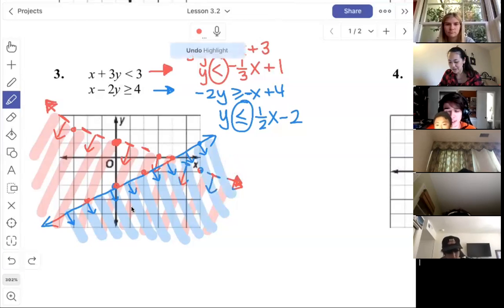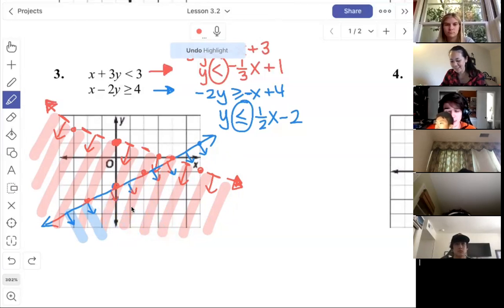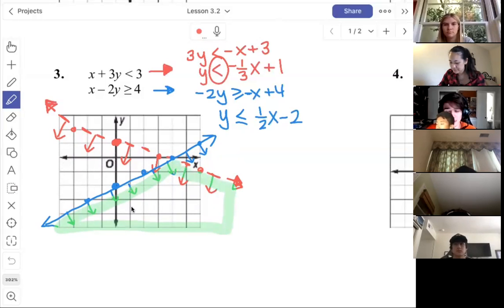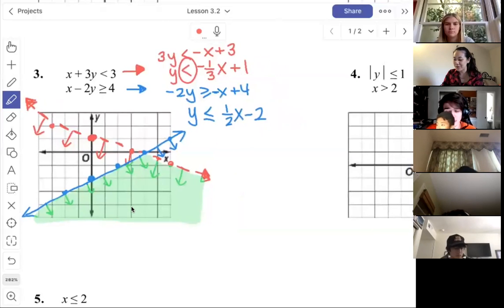So let me erase those shading marks. And then your final intersection region, oh, that's going to take too long. Your final intersection region will be this region right here. It looks kind of like a foot. So that's your final answer right there. Any questions on that? So that's basically it. Graph both and then find the intersection. Okay, let me go on to number 4, a little bit tougher.